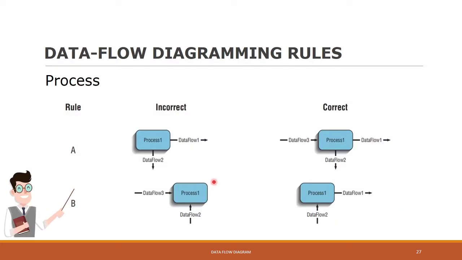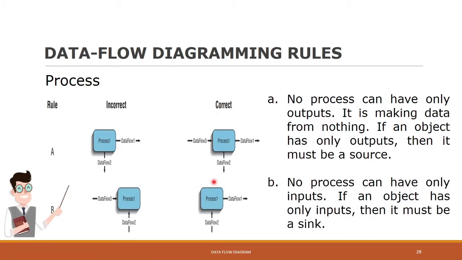Then next we move to the next topic, which is data flow diagramming rules. The first rule under process, letter A: no process can have only outputs. It is making data from nothing. If an object has only outputs, then it must be a source. Then letter B: no process can have only inputs. If an object has only inputs, then it must be a sink.